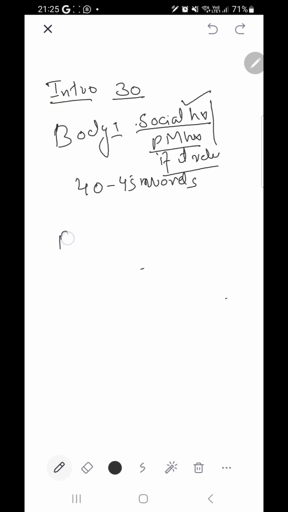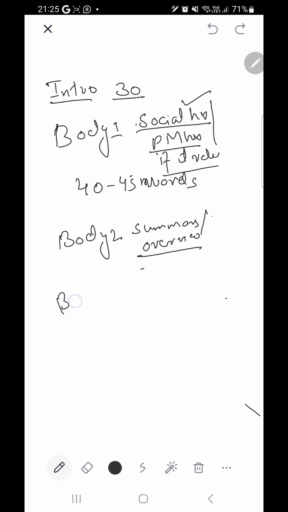Then body 2. What would you write in body 2? The summary or overview. We can just summarize the first few visits if it's a referral letter. In the case of a referral letter, let's say you have 4 visits, and in the first 2 to 3 visits we have the chronic symptom, or it's leading from chronic to acute, with mild symptoms. We summarize this part in body 2, and then we can write about body 3.